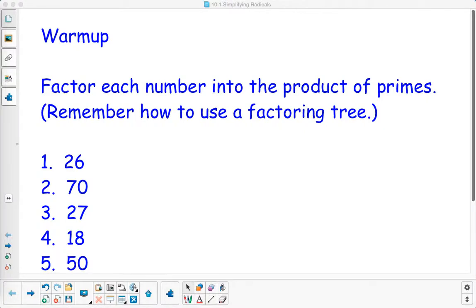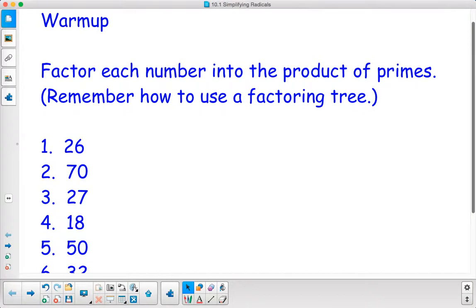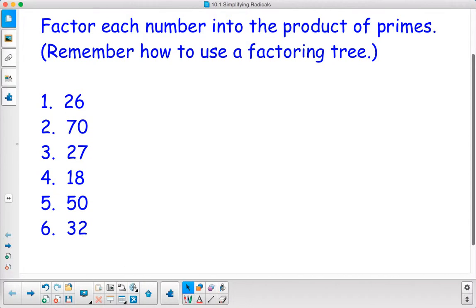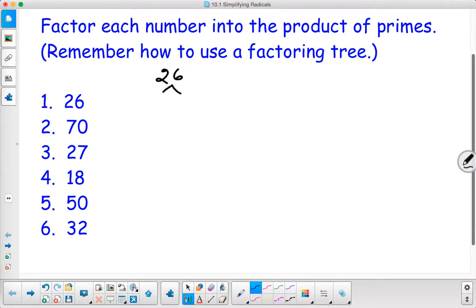On today's lesson, we did a bell ringer that was a warm-up where you have to factor into primes. I need you to do these problems so that you remember how to do the prime factoring tree. I'll show you a couple of examples. With 26, since it's even, it ends in a 2, you can divide by 2. 2 and 13, 2 is prime, 13's prime. That's the only factoring for 26, 2 times 13.